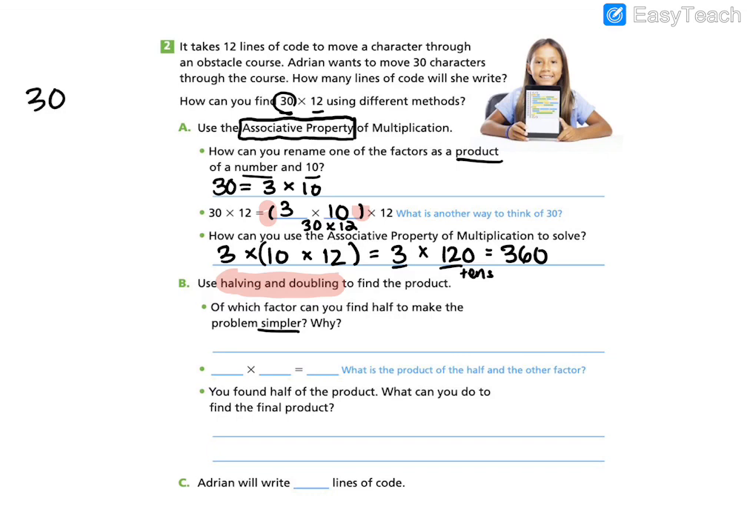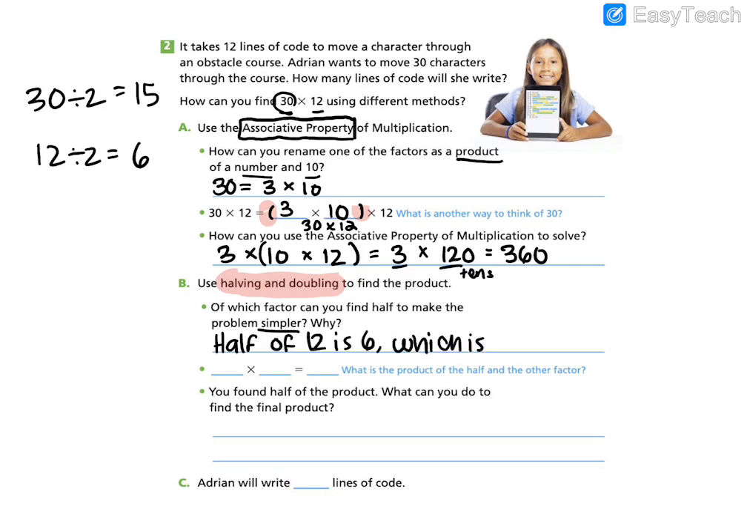Right now, we have 30 and 12. If we have either of these, which of these will be a single digit? Well, half of 30 is 15. Half of 12 is 6. So which factor would be simpler? Half of 12, because it's going to give us a 1-digit number to multiply by. So we can say half of 12 is 6, which is a 1-digit number.